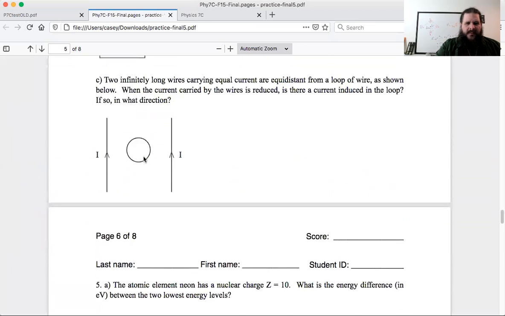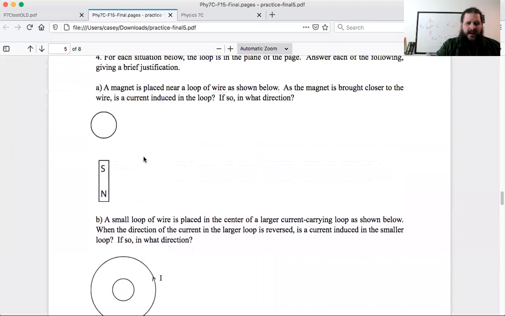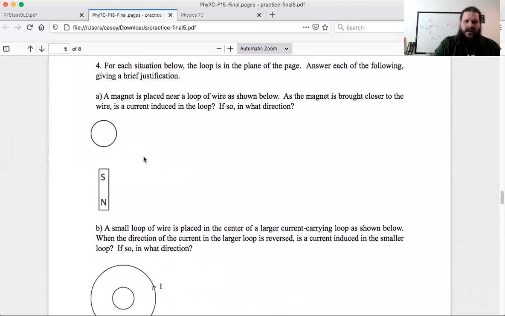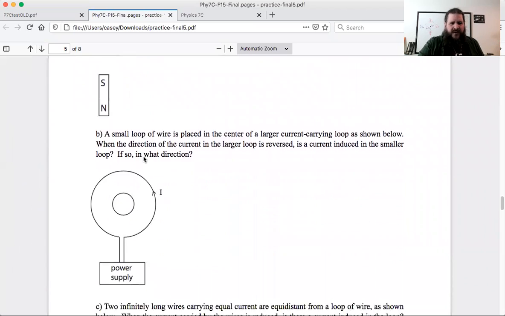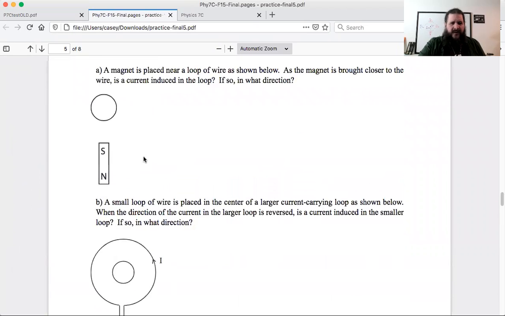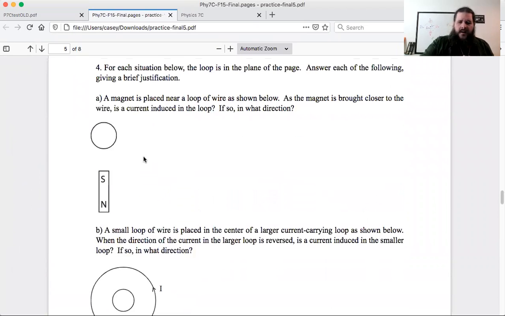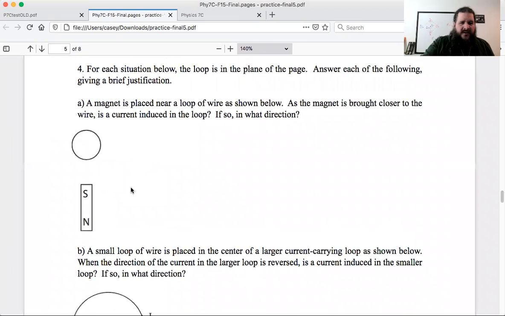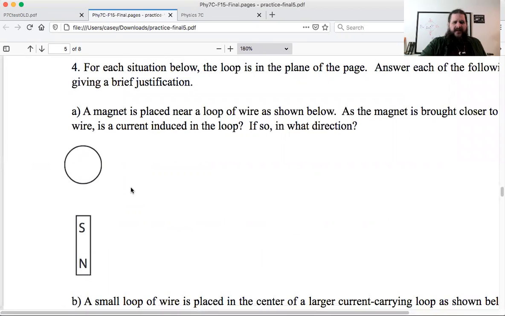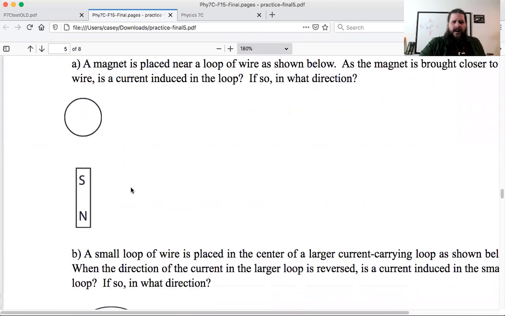Yeah. I saw a problem above this that I think is going to work well for that. Actually, I guess 3 problems. We've got 3 situations with magnetic fields and loops of wire. So let's try each one of these individually. And let me see if I can zoom in on this. Yeah. So a magnet is placed near a loop of wire, and the magnet is brought closer to the wire. And we want to know, does that cause any current in the loop? So first of all, let's take a look at the magnetic field. This bar magnet causes a magnetic field in which direction in this vicinity?